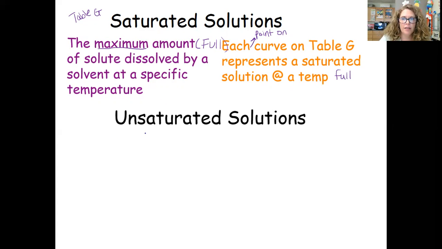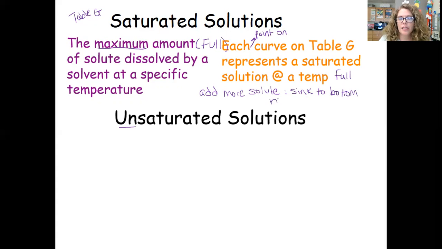So now we have unsaturated solutions in relation to table G. Unsaturated basically negates the saturated solution. If the saturated solution is full, no more will dissolve. Anything else you add in there? Let me just put that up here. If you add more solute to a saturated solution, it's just going to sink to the bottom.